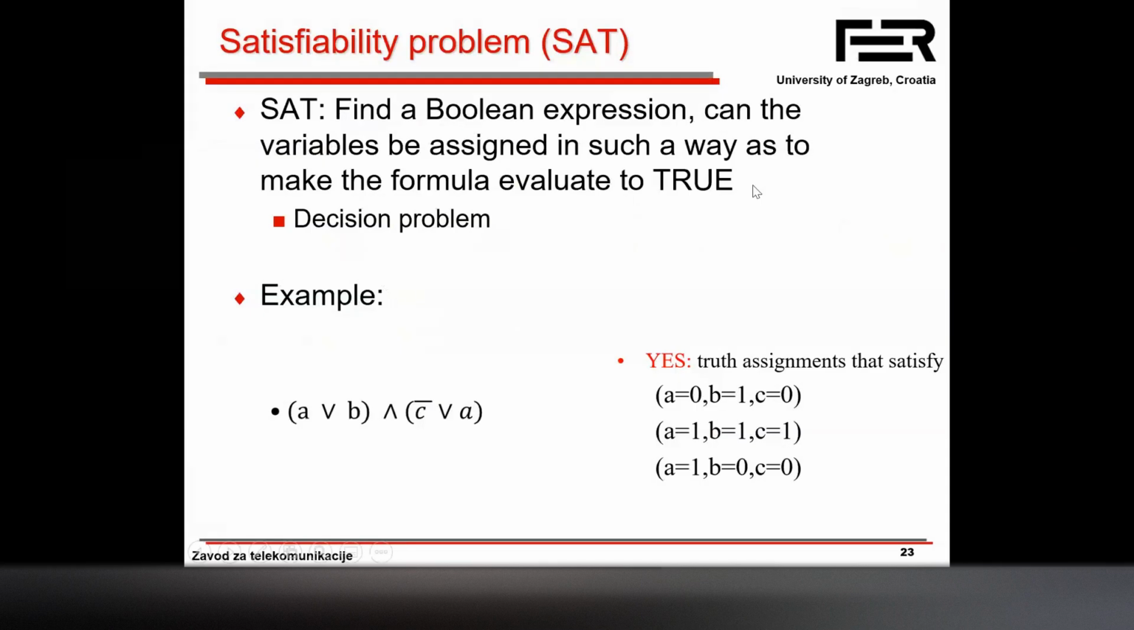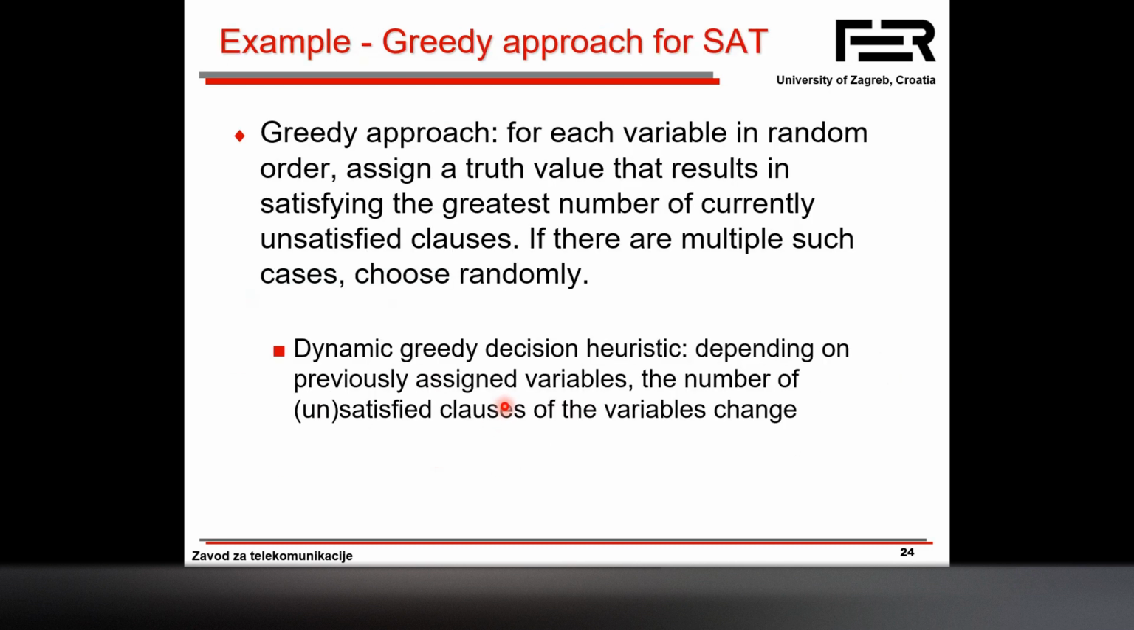All right. So we're talking about greedy algorithms. And now let's look at the example of the satisfiability problem, where we have a Boolean expression. We're looking at how to assign the different variables in such a way as to make the overall formula evaluate to true. So this is a classical decision problem commonly used in artificial intelligence. Here's an example with two different clauses and the truth assignments that can satisfy this expression here.